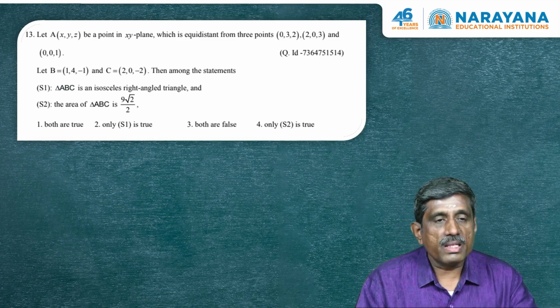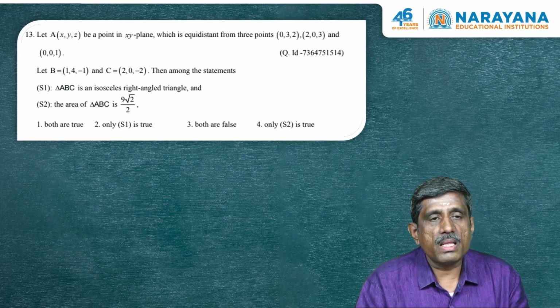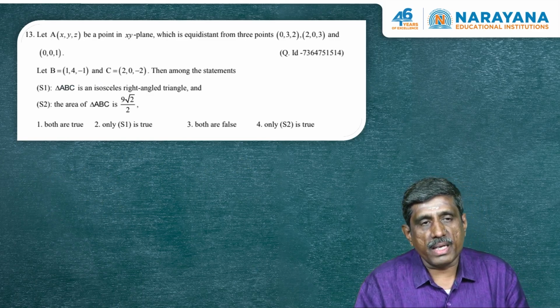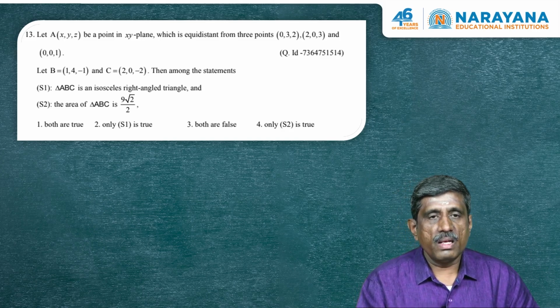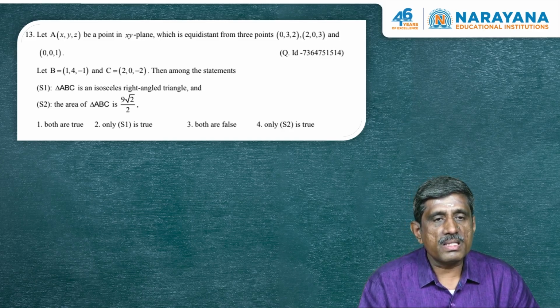Let A (x, y, z) be the point in the xy plane. You understand xy plane means the z coordinate is going to become 0, which is equidistant from the points 1, 2, 3, P, Q, R. Then the points B and C are given, among the statements, which are correct.